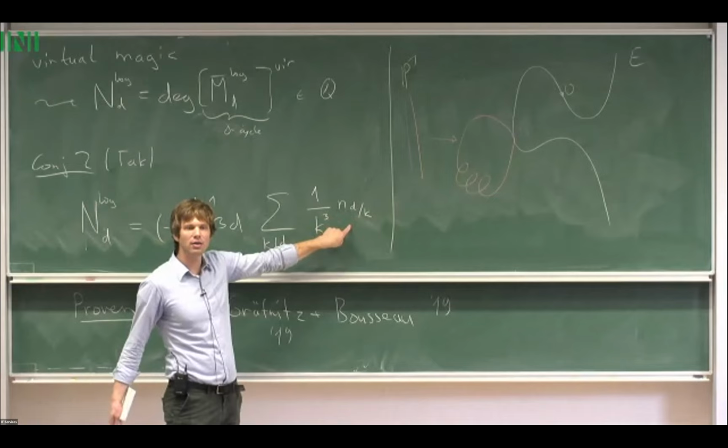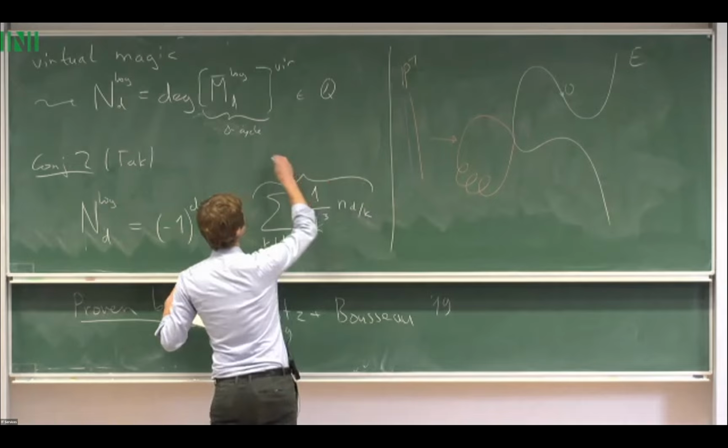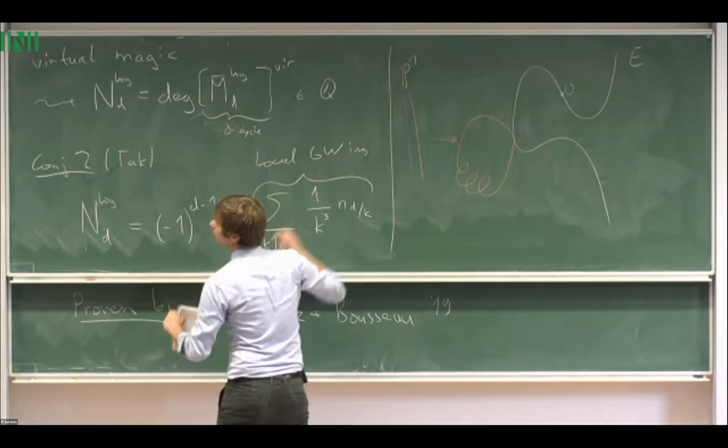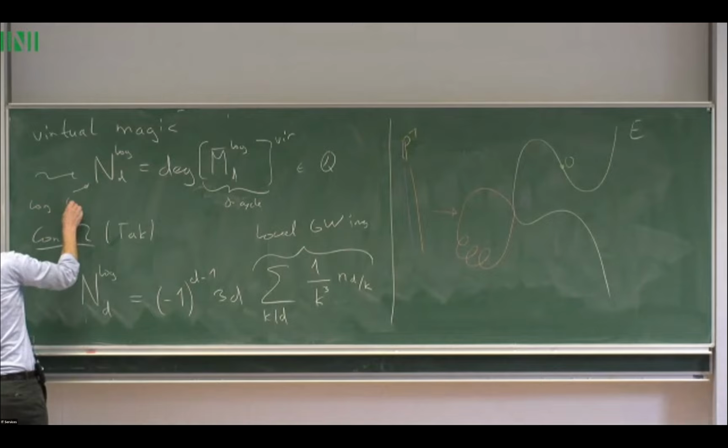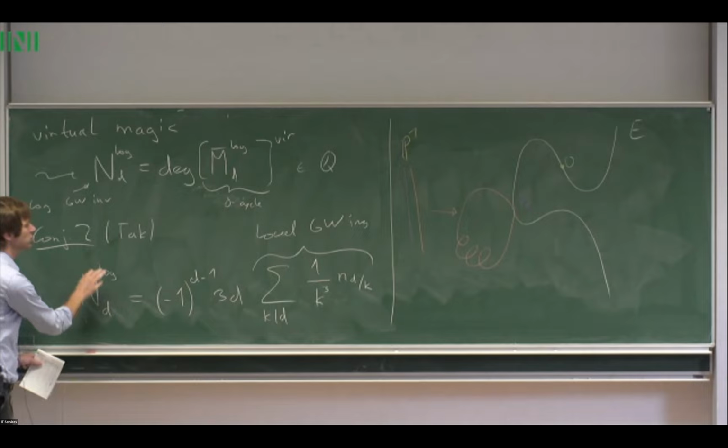And maybe this is called the local form of the Gromov-Witten invariant, or maybe I should have said that this is the log form of the Gromov-Witten invariant. And so this is the first example. This conjecture is the first example of a log-local correspondence.